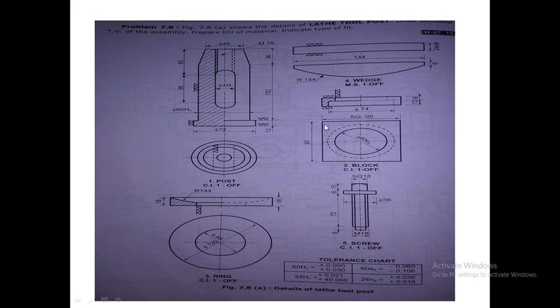Now the next part, that is the block. This block, or the post, will be inserted through the block. Now you can see the block has a hole of diameter 60 mm. First we will see the block is a square block. This is a square shape, and the square is of side 90.